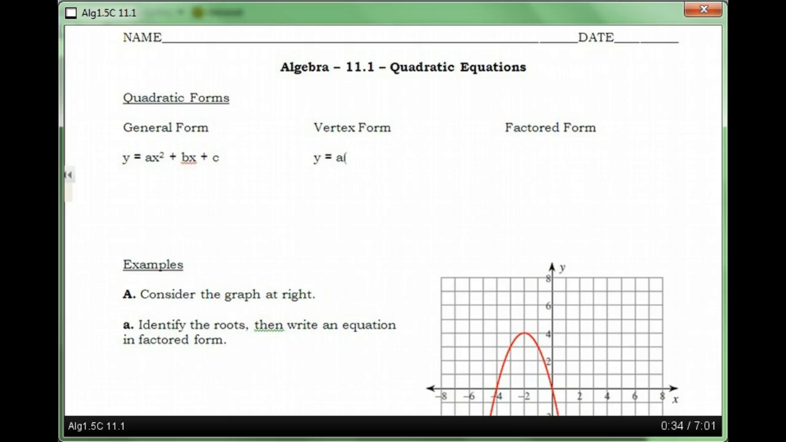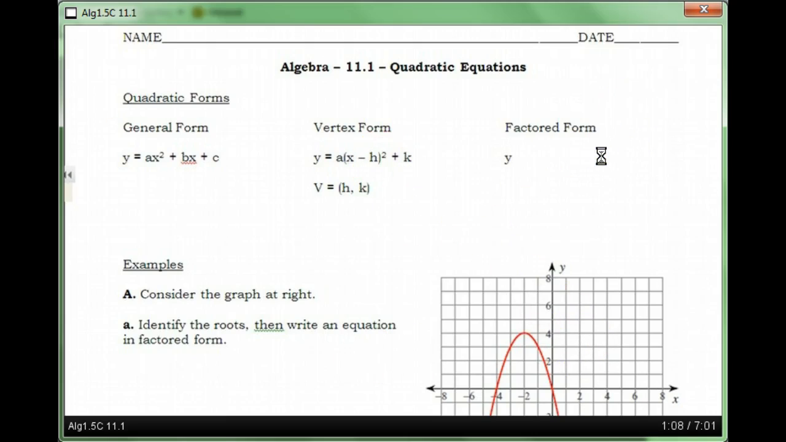Vertex form is any equation in the form y equals a(x minus h) to the power of 2 plus k. So the vertex is going to be the ordered pair (h, k). Like what we did last chapter, h is how many spaces you would go to the left or the right. In this case, it would be to the right because there's a positive number. And then k would be how many spaces you go up and down, and in this case it would be up because k is a positive number. But you could switch this to a minus, and then k would be going down. You can switch this to a plus, and then h would be going to the left.